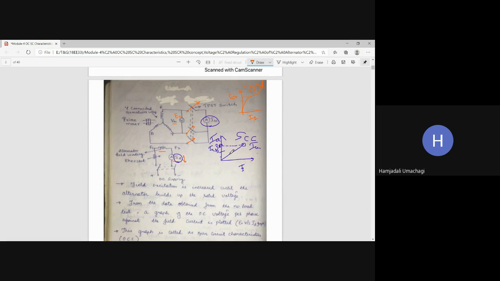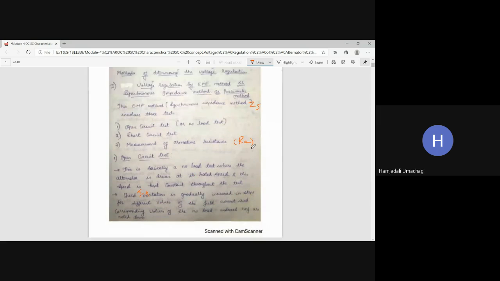Yes, whereas this SCC will give us IA rated value. Is it clear how to conduct OCC and SCC test? Yes, sir. OCC, that is open circuit test, is over, short circuit test is over. Then what is the next step now?